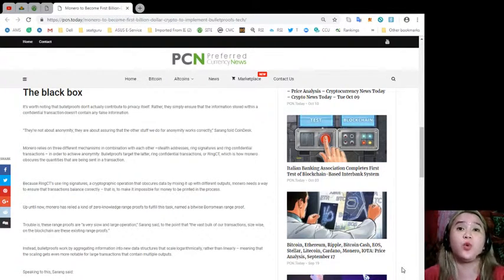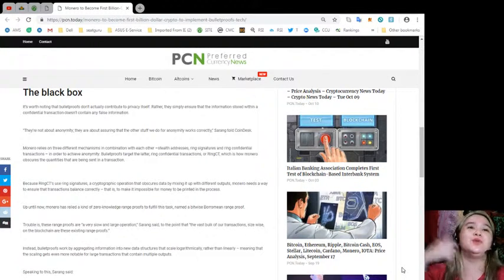Sarang told CoinDesk, Monero relies on three different mechanisms in combination with each other: stealth addresses, ring signatures, and ring confidential transactions in order to achieve anonymity. Oh, that's very risky. Bulletproofs target the latter, ring confidential transactions, or ring CT, which is how Monero obscures the quantities that are being sent in a transaction. Because ring CTs use ring signatures, a cryptographic operation that obscures data by mixing it up with different outputs, Monero needs a way to ensure that transactions balance correctly, that is, to make it impossible for money to be printed in the process.